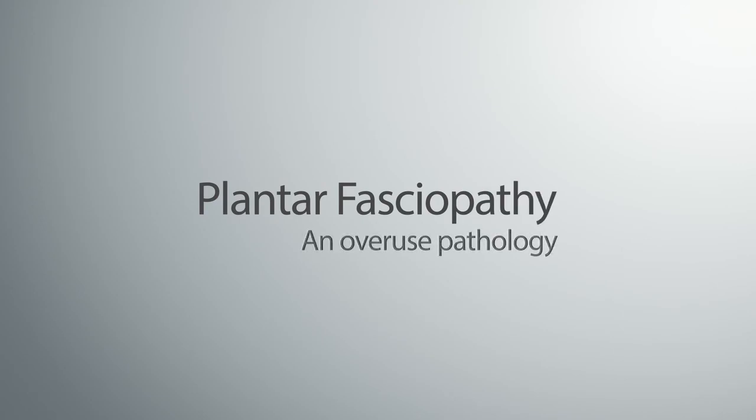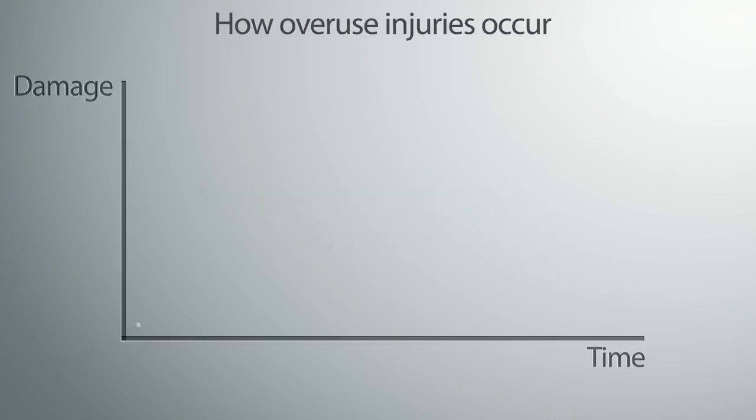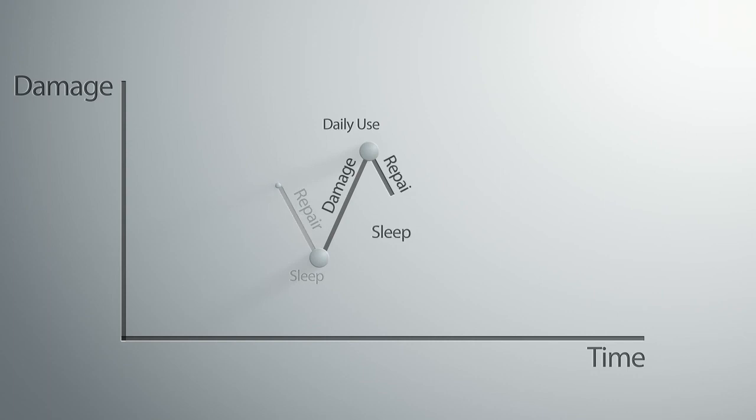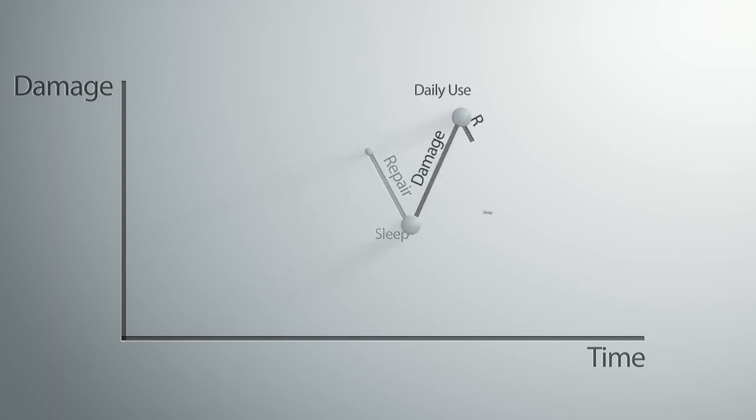Overuse pathology and how do they occur? Daily use and demands on the plantar fascia cause microtrauma to the collagen fibers. This process only becomes problematic when the amount of damage is greater than the level of repair. With each day more damage than repair occurring, the damage accumulates and the collagen fibers within the plantar fascia begin to degenerate. And finally, producing plantar fasciopathy.